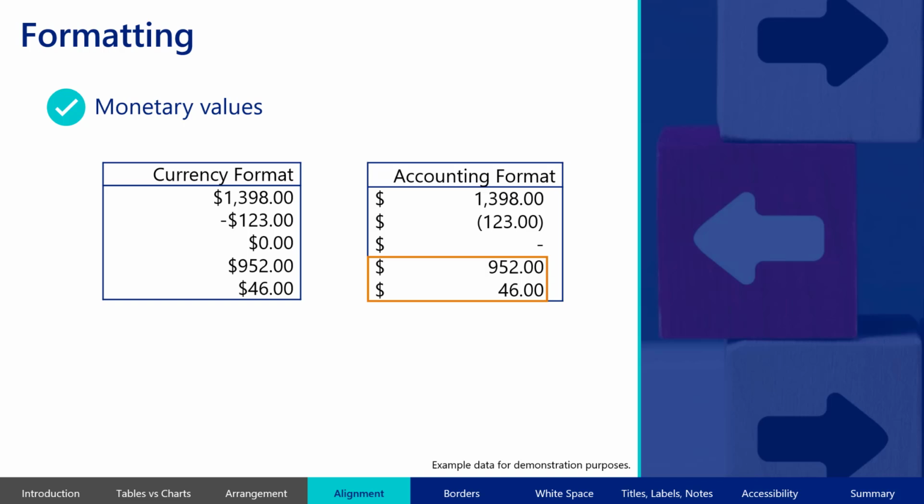The currency format places the dollar sign directly to the left of the number, while the accounting format places the dollar sign at the left side of the cell, regardless of how many digits are in the number, and adds an extra space on the right side of the cell. There are also differences in how negative numbers and zero values are displayed. In the currency format, negative numbers are displayed with a negative sign, and zero values are displayed with an actual zero. In the accounting format, negative numbers are displayed within parentheses, and zero values are displayed with a simple dash.